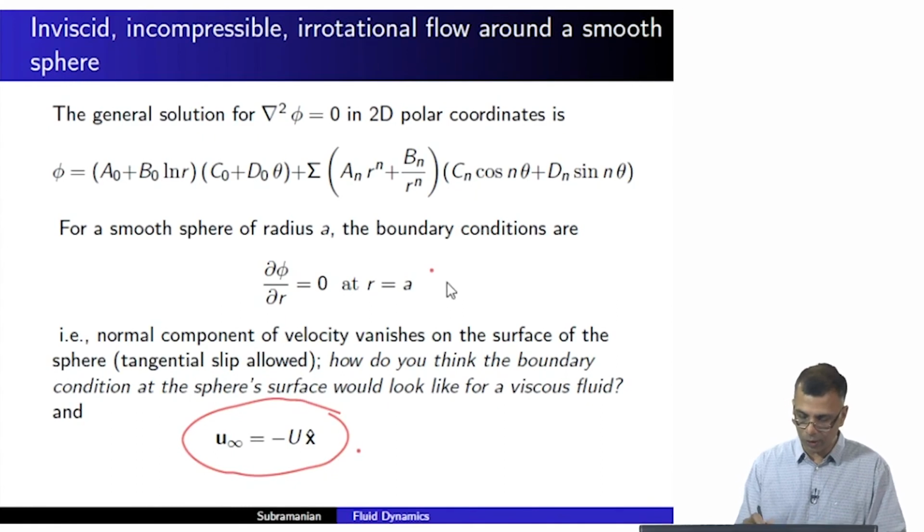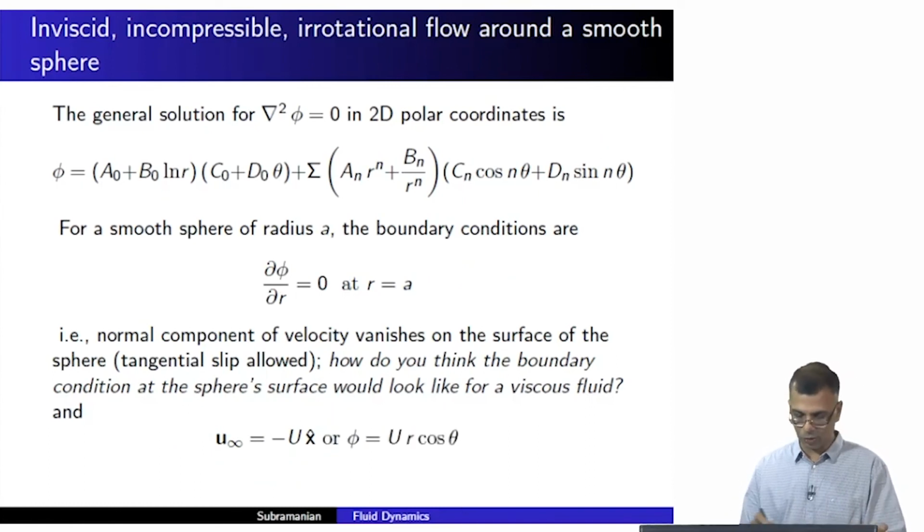When you impose these two boundary conditions on this general solution, here's the other thing. Either you think in terms of the velocity, or, since we are really looking at the potential, it's useful to write down the potential, and that turns out to be u r cosine theta, which is nicely written in spherical polar coordinates. And so you have these two boundary conditions, this and this, on phi.